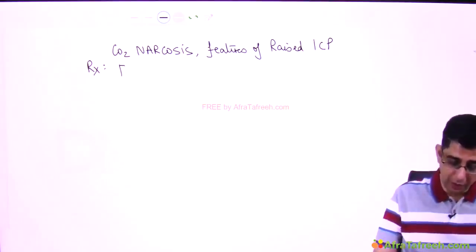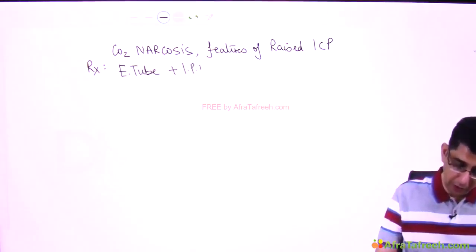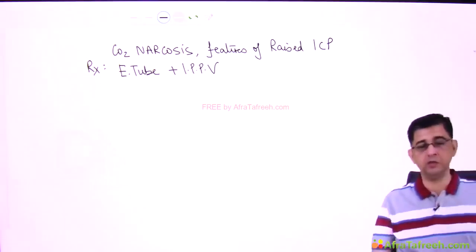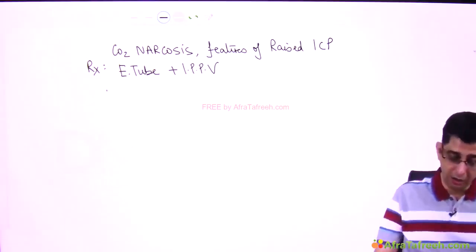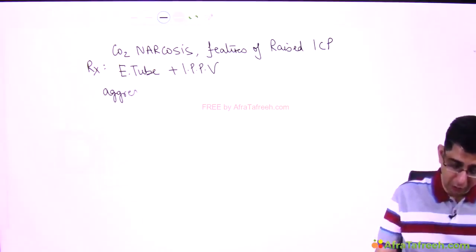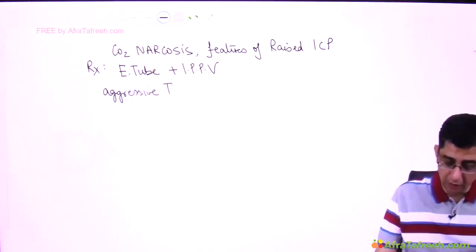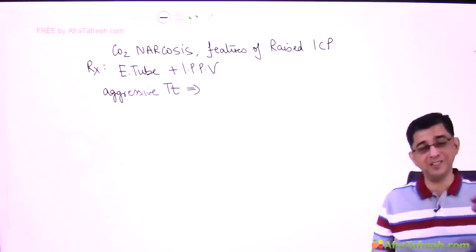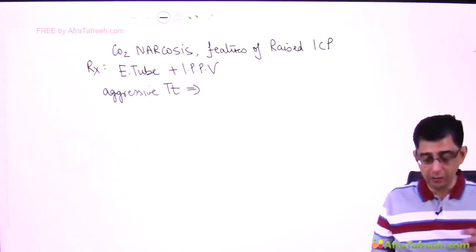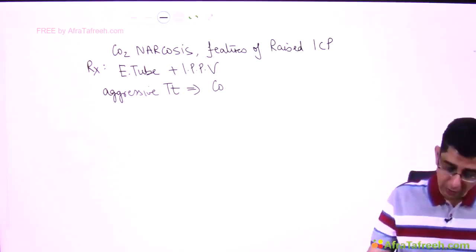For treatment of this patient, elective intubation will be recommended, positive pressure ventilation will be recommended so that I can kick out the carbon dioxide and save the problems of the patient. Aggressive treatment should never be done, because if you do aggressive treatment, like I have taught in metabolic acidosis, don't aggressively treat the patient. Here I'm saying aggressive treatment will cause a carbon dioxide washout.